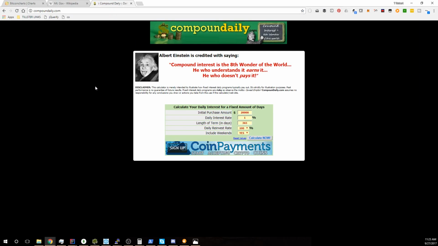This is my favorite site in the whole world. It's called Compound Daily, and I do it daily, and I recommend that you do too. Let's just say that I have a $15,000 portfolio. And I figure out how to stake and trade and lend and invest in all these different sites, and I get my daily interest rate up to 1% a day.